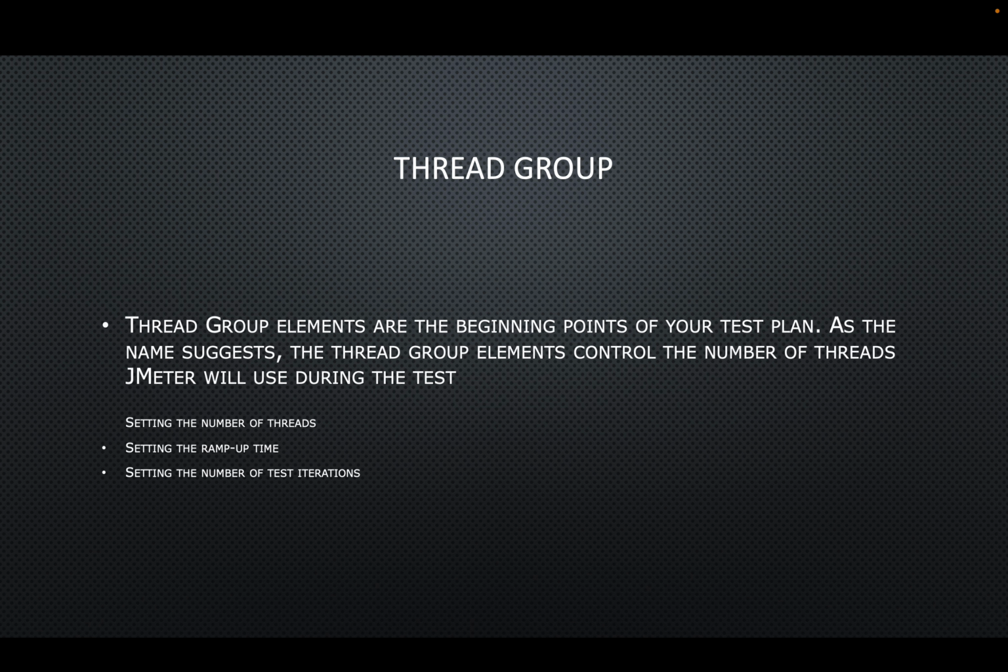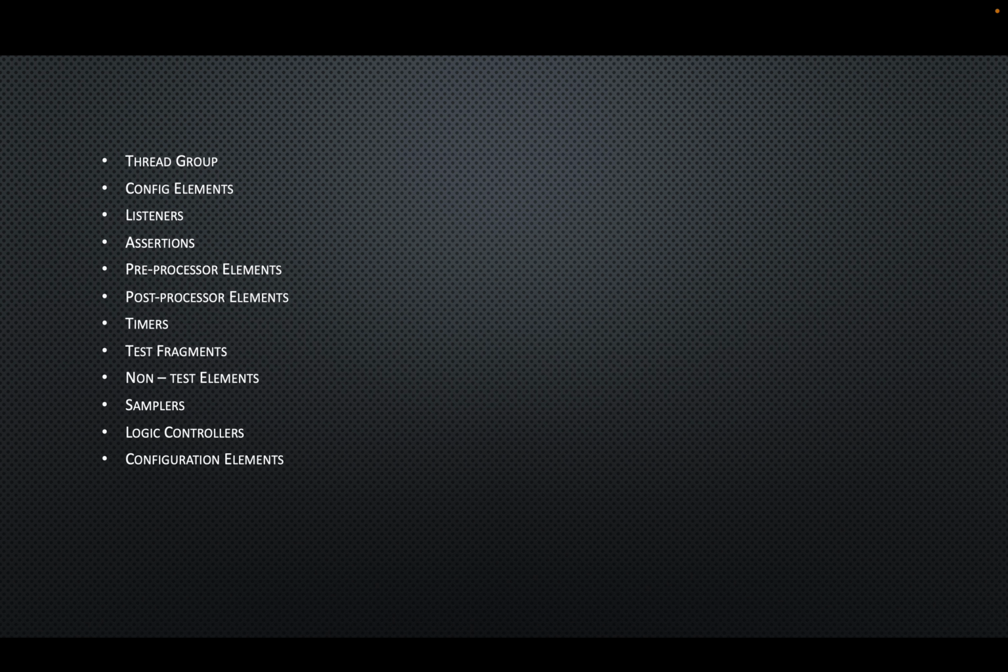A thread group suggests a number of users and how they are working, the ramp-up time for the users, the number of iterations we need to use, and what action is to be performed if anything fails. So these things have to be defined at the thread group level, and by default in the test plan and thread group we have these things.